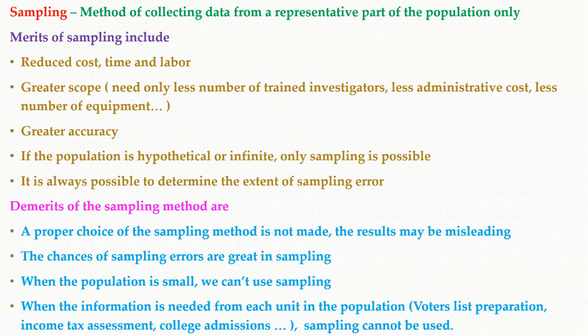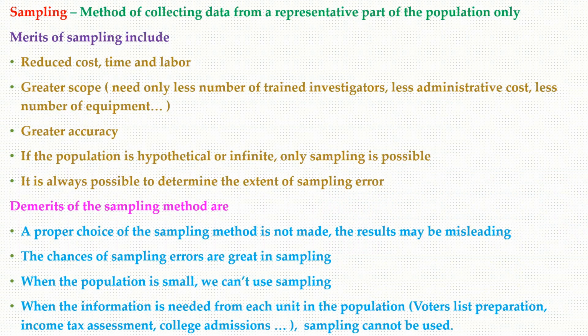If the population is hypothetical or infinite, only sampling is possible. It is always possible to determine the extent of sampling error. At the same time, we have some disadvantages: if a proper choice of the sampling method is not made, the result may be misleading.